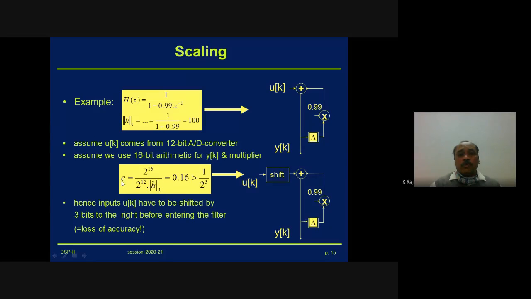is 2 to the power 16 divided by 2 to the power 12, multiplied by the absolute summable value of the h, and this will become 0.16, and it is 1 upon 2 to the power 3. It is 1 upon 2 to the power 3, meaning whatever the input is, it will be shifted by 3 bits to the right before entering the filter processing here. So due to this shifting, what will happen? Naturally, there will be loss of accuracy.